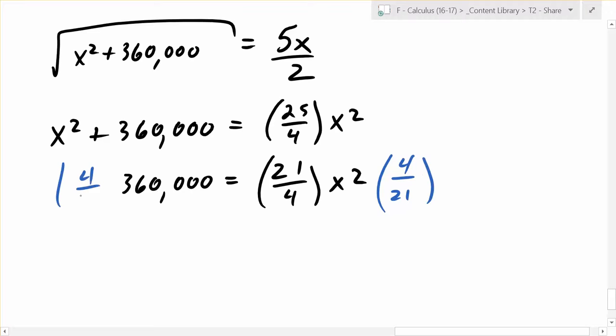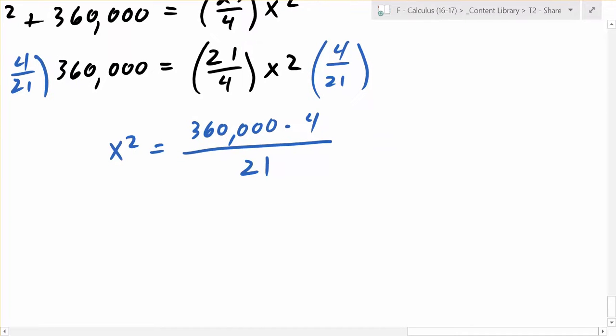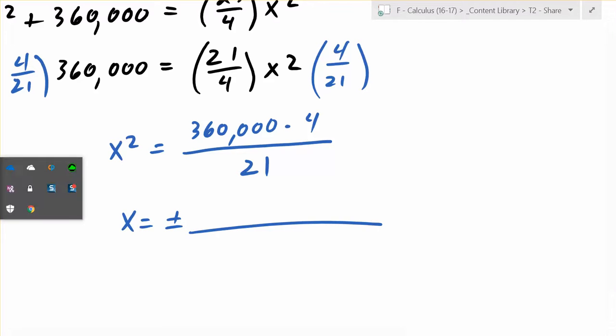And now is this where you get to potentially crack your calculator open here? So what do you end up with here? X squared is equal to what? 360,000 times 4 all over 21. Is that right? Now what are you probably going to have to use? So tell me what you get here. You get x is equal to plus or minus something. Everybody take out your calculator to do that.